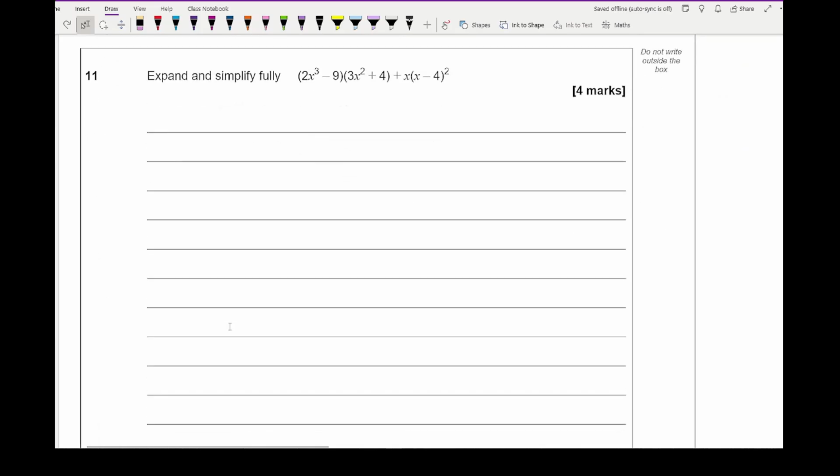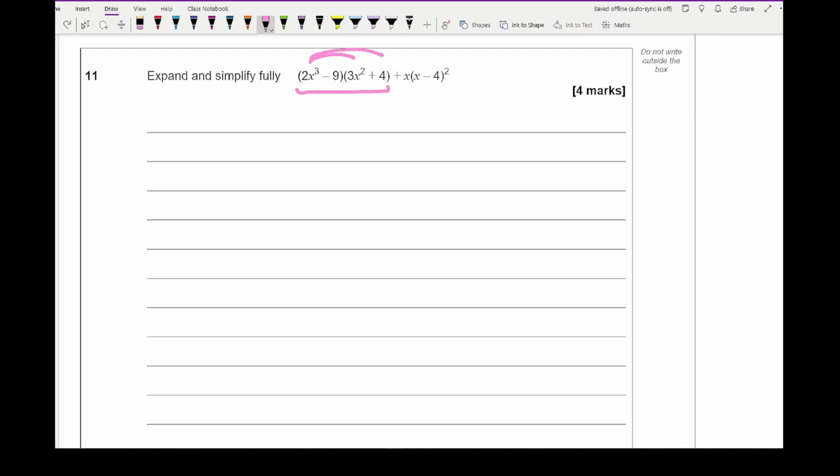Moving on to question 11, it says expand and simplify fully 2x cubed minus 9 multiplied by 3x squared plus 4, plus x lots of x minus 4 squared. So for this, there's a fair amount of things that we actually need to do, and we probably need to do this separately. So let's have a look at, first of all, simplifying these two.